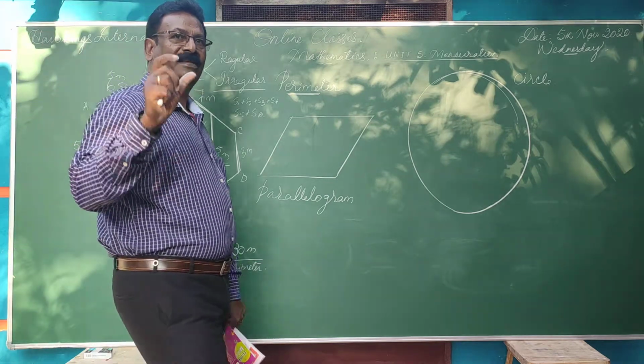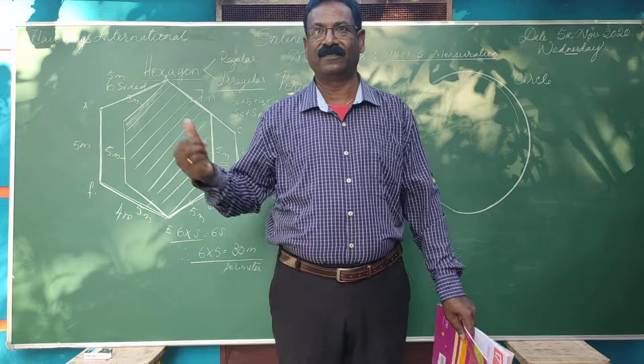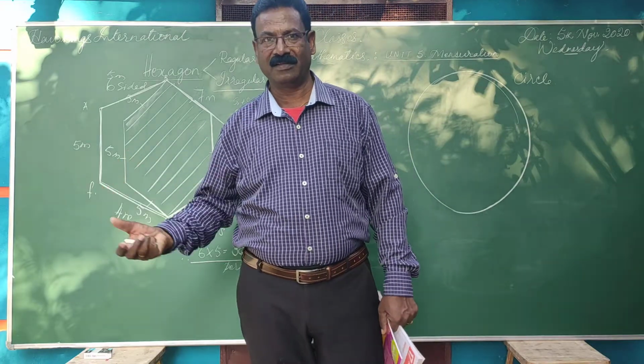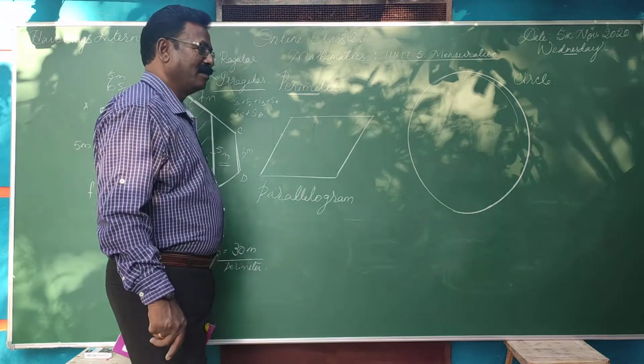So the side by side, when you add it now, the sum total of all the sides of that irregular hexagon is its perimeter. Hope you understood.